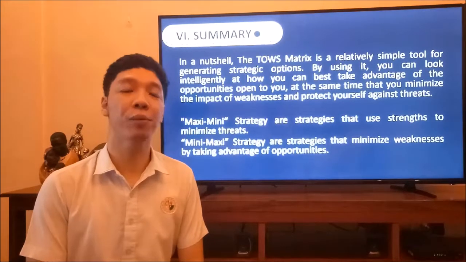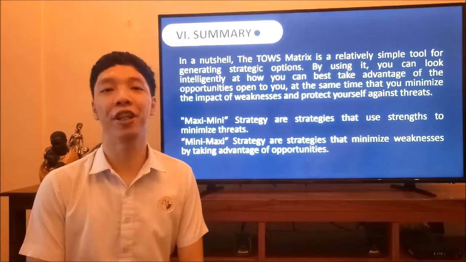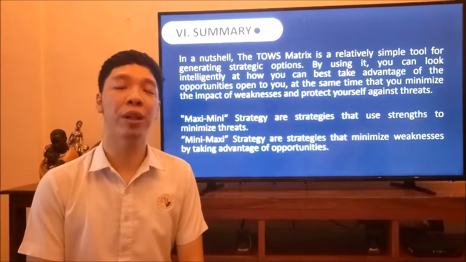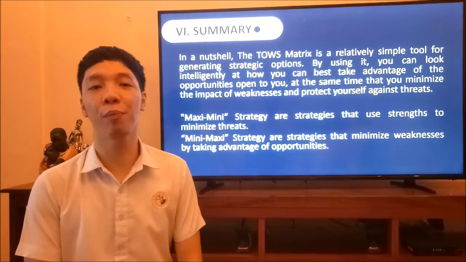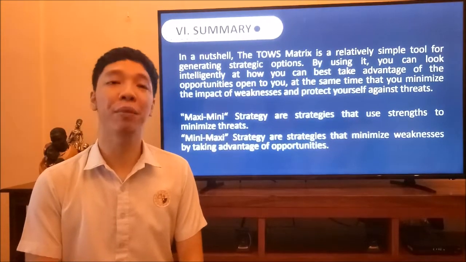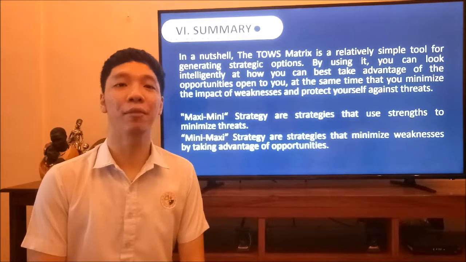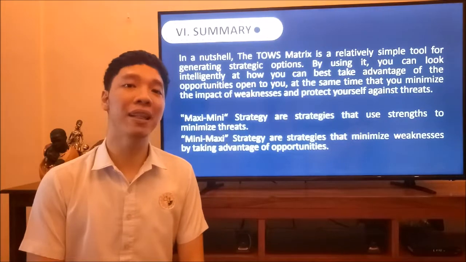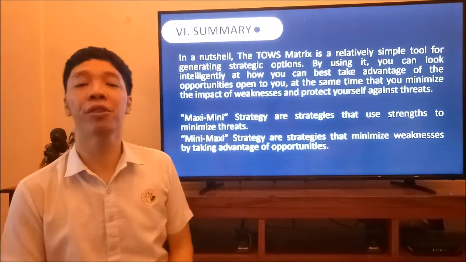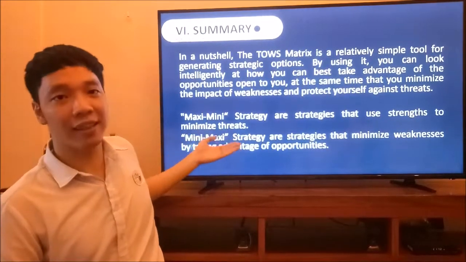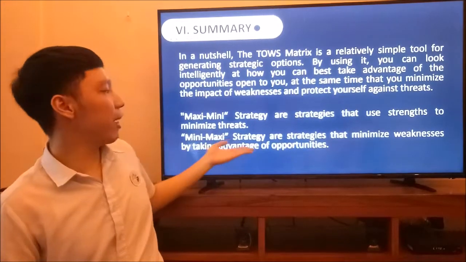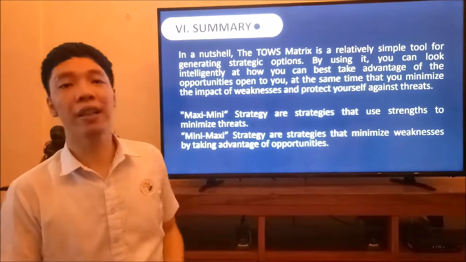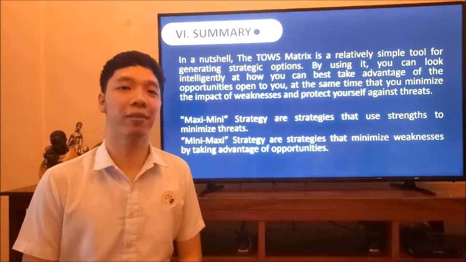In a nutshell, the TOWS matrix is a relatively simple tool for generating strategic options. By using it, you can look intelligently at how you can best take advantage of the opportunities open to you, and at the same time minimize the impact of the weaknesses and protect yourselves against threats. So, in short, Maxi-Mini strategies are strategies that use the strengths to minimize the threats. And lastly, Mini-Maxi strategies are strategies that minimize the weaknesses by taking advantage of the opportunities.